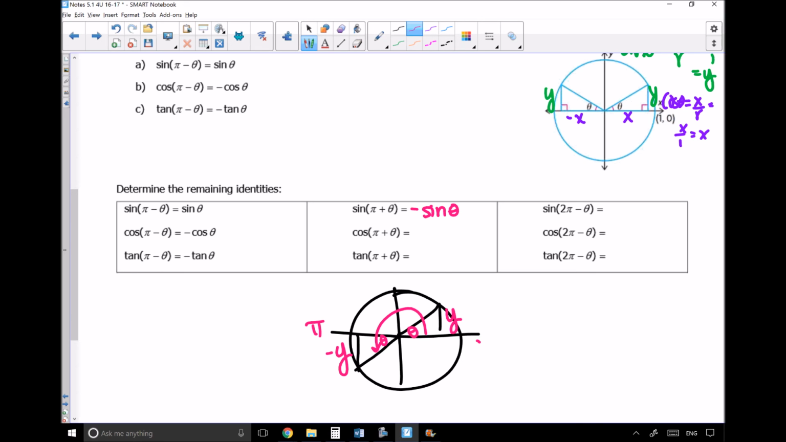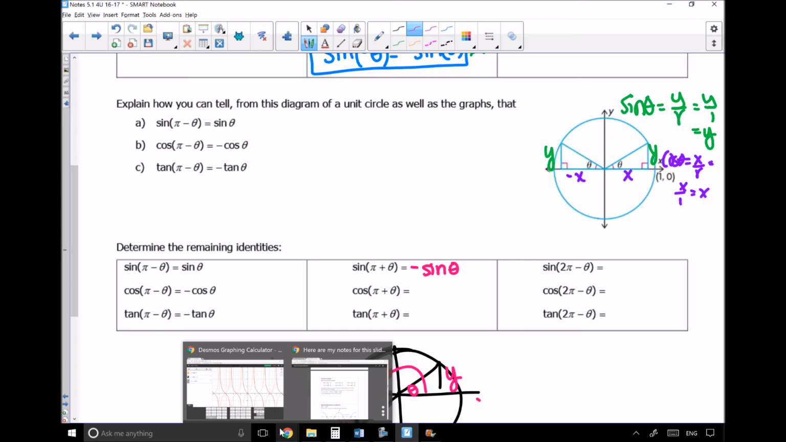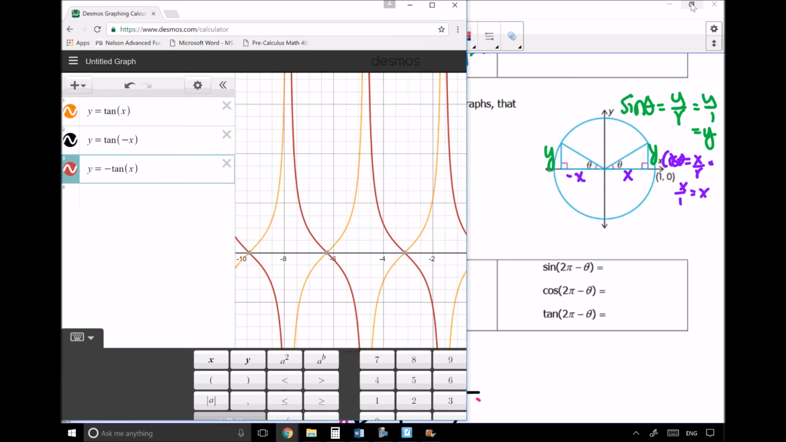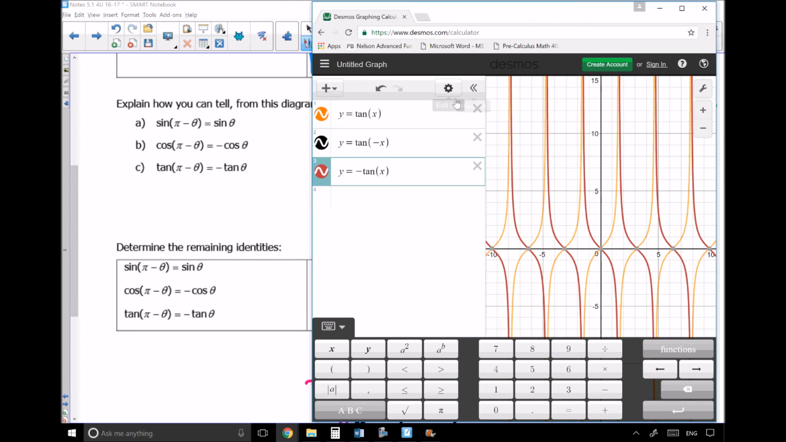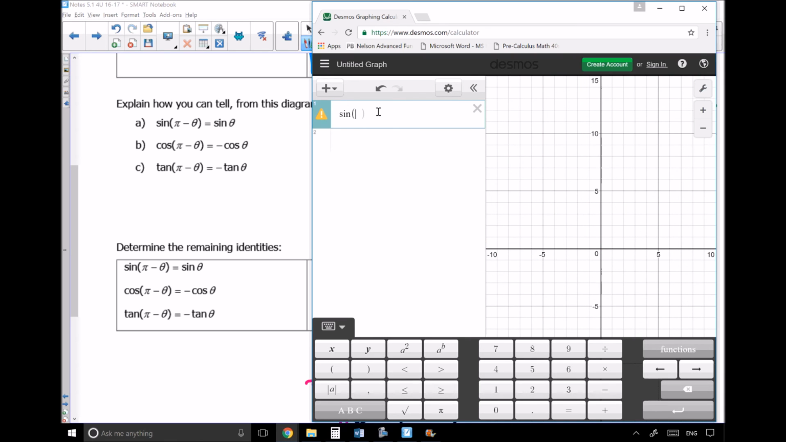Okay, I want you to figure out the remaining 5 identities here, and then we'll discuss it together as a class. But I want to verify the first 3 that we have on the side over here using Desmos, just to make sure that those identities really hold true. So the first identity that we have right here is that the sine of pi minus theta is going to be equal to the sine of theta. And that's true. They overlap with each other, so that is true.